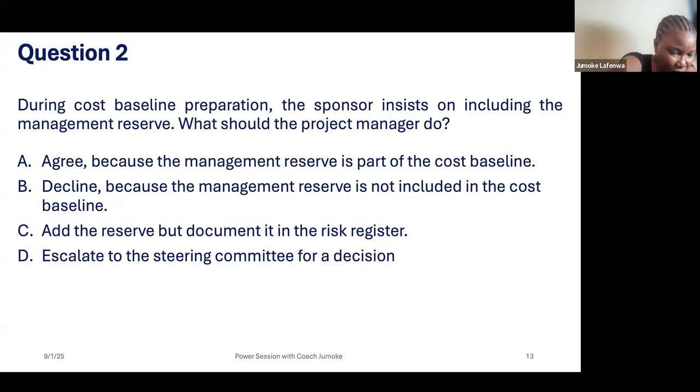The people on TikTok, drop your answers. This one, we should all get it right. During cost baseline preparation, the sponsor, I think I differentiated between project budget and cost baseline. So if you paid attention, this shouldn't be a problem.